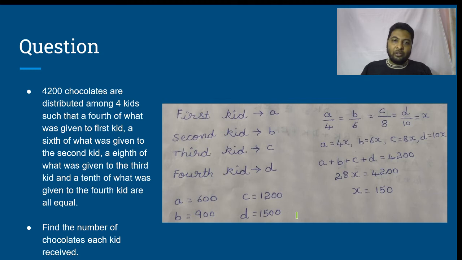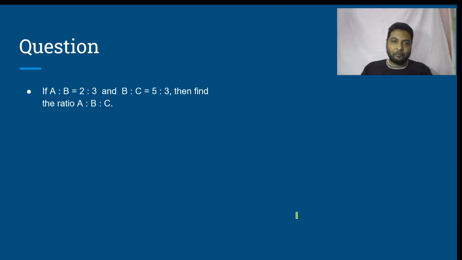Let us move on to the next question. This is a simple question, but the way we think and the way we solve will become extremely easy if we understand it thoroughly. So pay emphasis. If A is to B is 2 is to 3 and B is to C is 5 is to 3, then find the ratio A is to B is to C.